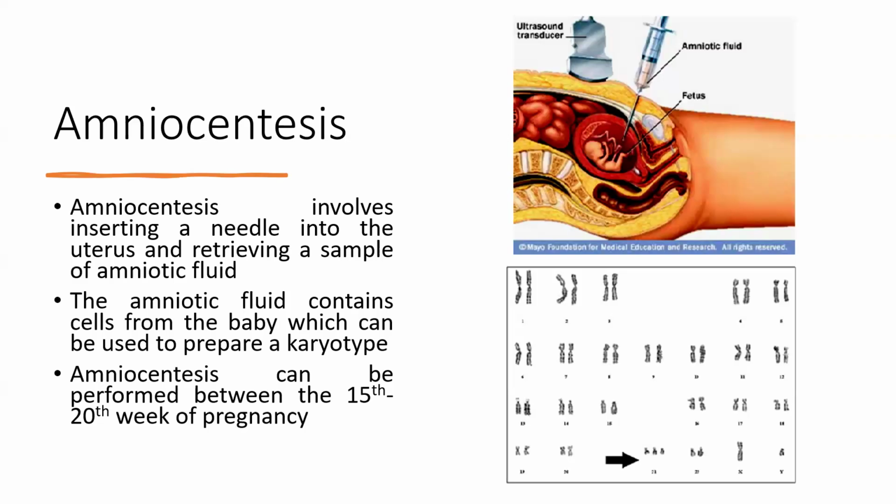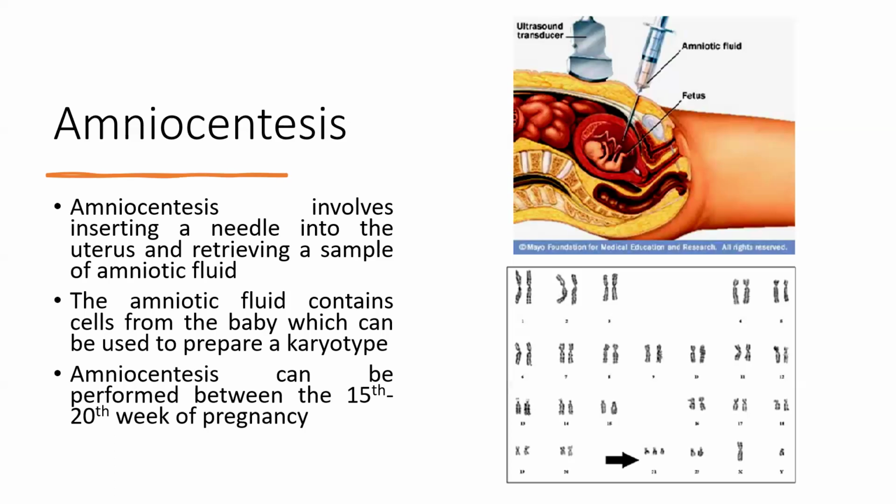The amniotic fluid helps keep the baby floating inside the mother's womb, so the mother doesn't feel the entire weight of the baby. That fluid contains cells of the baby, and that's the key point. It contains cells that just washed off from the baby's skin. So when they collect a little bit of the amniotic fluid, they can extract the cells and prepare a karyotype.